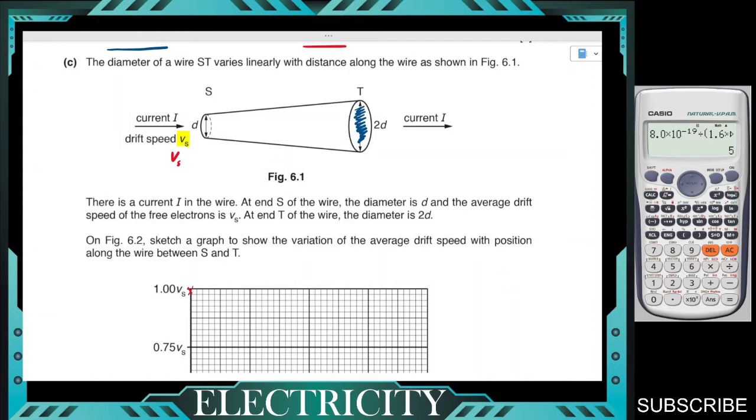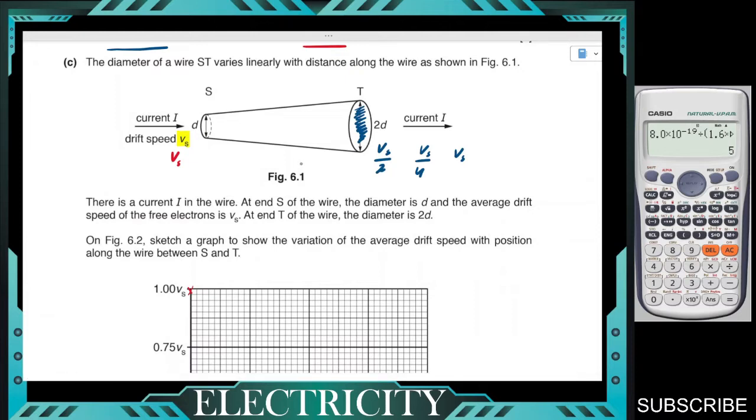So the drift speed would decrease by a factor of what? Would it be Vs over 2? Would the drift speed be reduced to half? Would it be Vs over 4? Would it be Vs as it is? Ramin, could you answer that? Vs over 4. Vs over 4, very good.